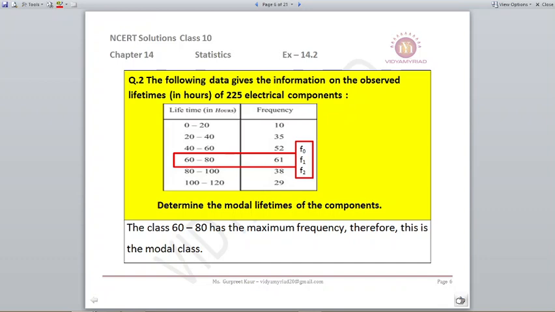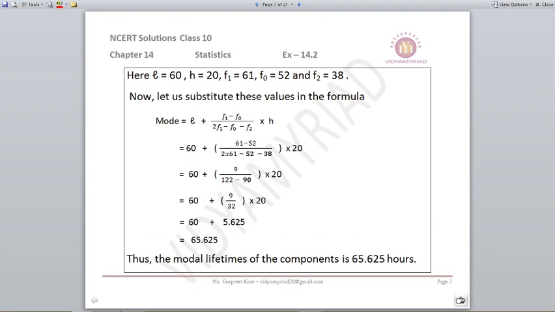So for calculating the mode, I need F0, F1, F2. So based on my frequency and the modal class, I can find out 52 will be F0, 61 will be F1 and 38 will be F2. So using this information, I will put this into the formula of mode, which is L plus F1 minus F0 upon 2F1 minus F0 minus F2 into H. So what is L here? L becomes 60. So into the formula 61 minus 52 upon 2 into 61 minus 52 minus 38 into 20.